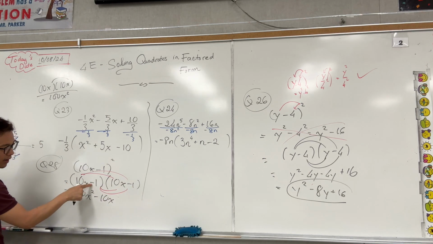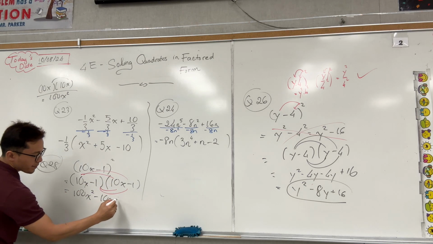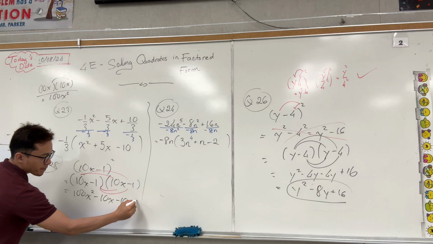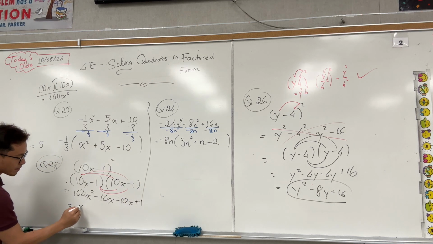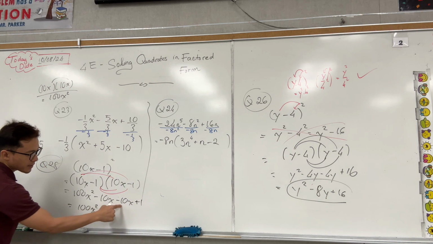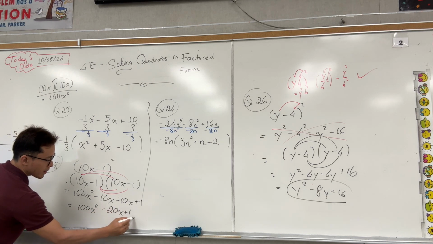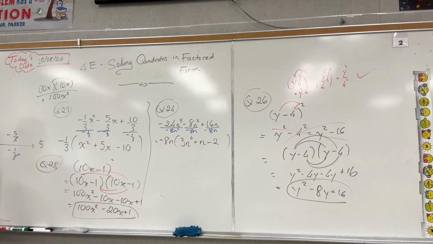Negative 10x. Right. And then negative 1 times 10x is negative 10x. Negative 1 times negative 1 is positive 1. Negative 10 and negative 10 is? That's good. Let's give Stephanie 1 point.